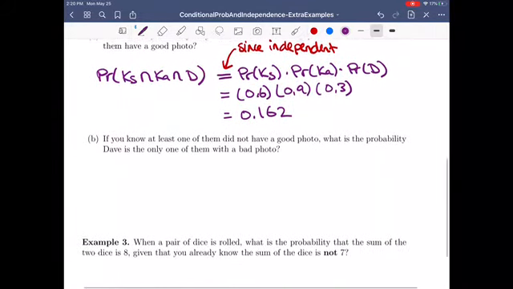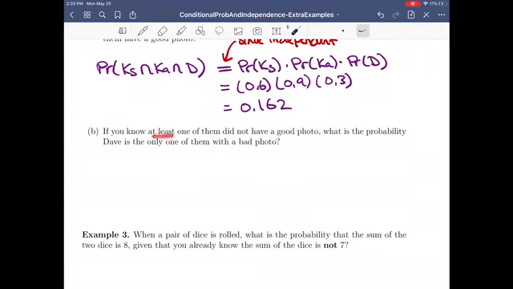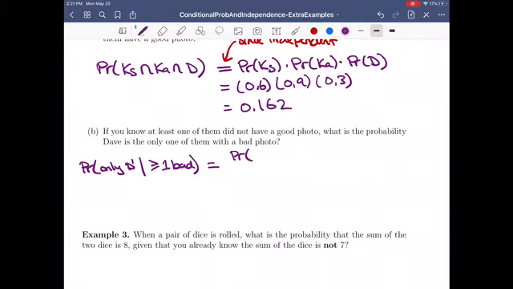Now, if you know at least one of them did not have a good photo, what's the probability that Dave is the only one that didn't? What we're looking for here is the probability of only D complement given at least one bad. So only Dave is bad given that at least one of them is bad. We use our conditional probability formula. That says only Dave is bad and at least one is bad, divided by the probability that at least one is bad.